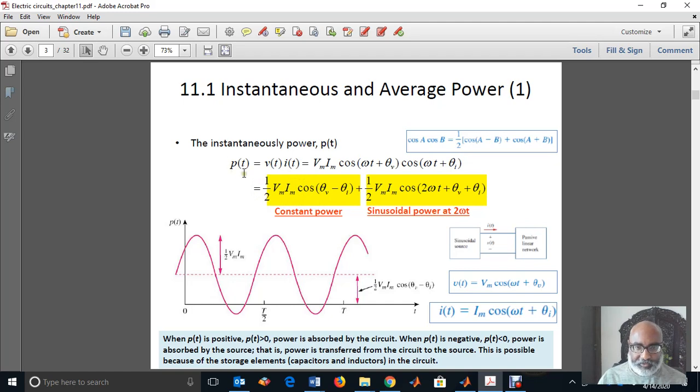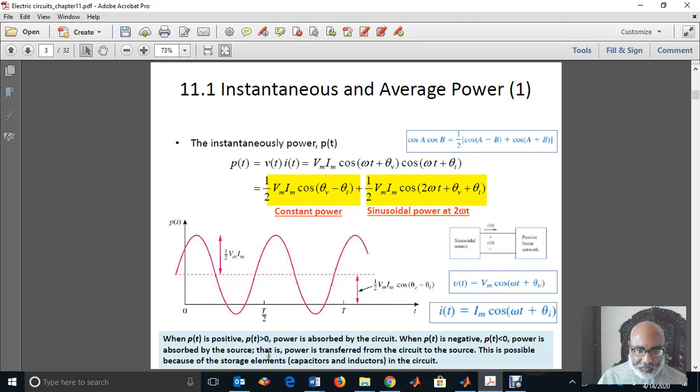So if I plot the power as a function of time, P of t, the instantaneous power, we'll have a constant part plus an AC part. If I plot it as a function of time, it looks like this, a wave like this. Now, if it was purely AC, it should have been symmetric about 0. But because we have this constant part added, it is vertically shifted by 1 over 2 Vm Im cos of theta v minus theta I.